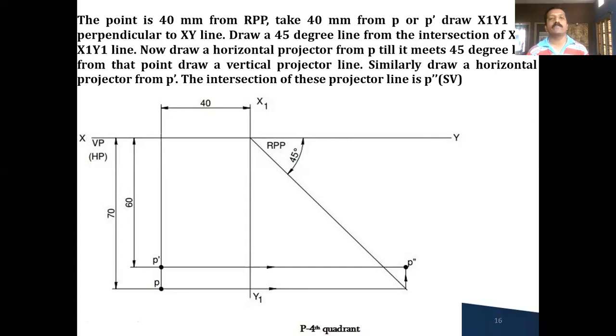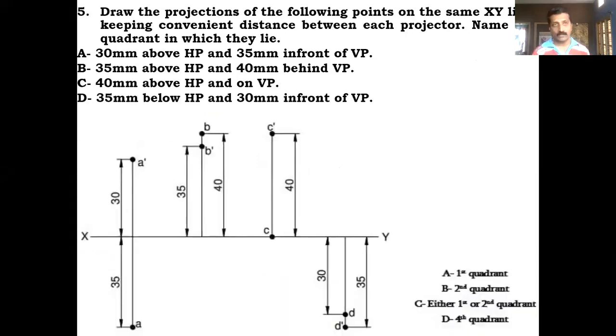So in these 4 examples, I have given the complete details on how to draw the projection in all the 4 quadrants when the information is given. Now I will take one more example, wherein multiple points were given in the same question. So let me take this example. Draw the projections of the following points on the same XY line, keeping convenient distances between each projector. Name the quadrant in which they lie.